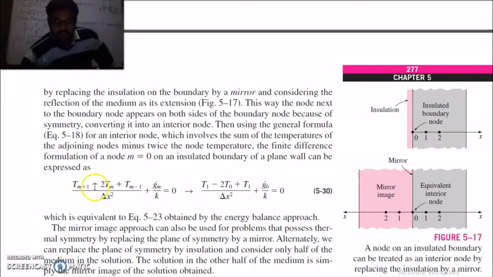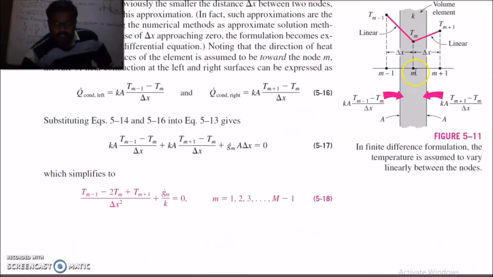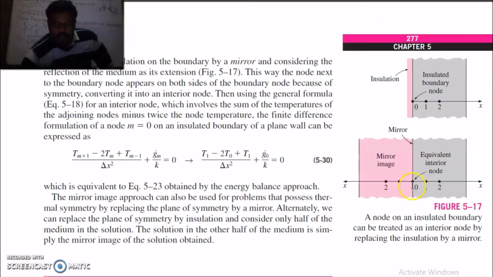Now put here M equals 0, and you will get this equation, which is (T1 minus 2T0 plus T1) by del x square. So this M point is the same, and the equation here is utilized as this 0 point, which is an equivalent interior node. So by placing M equals 0, you will get this equation, which is the same as we had discussed above. The mirror approach can also be used for problems that possess thermal symmetry, by replacing the plane of symmetry with a mirror.